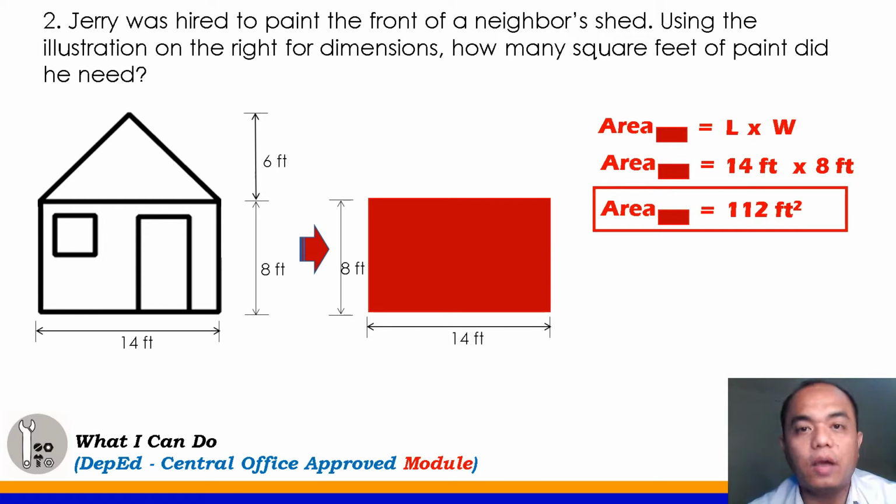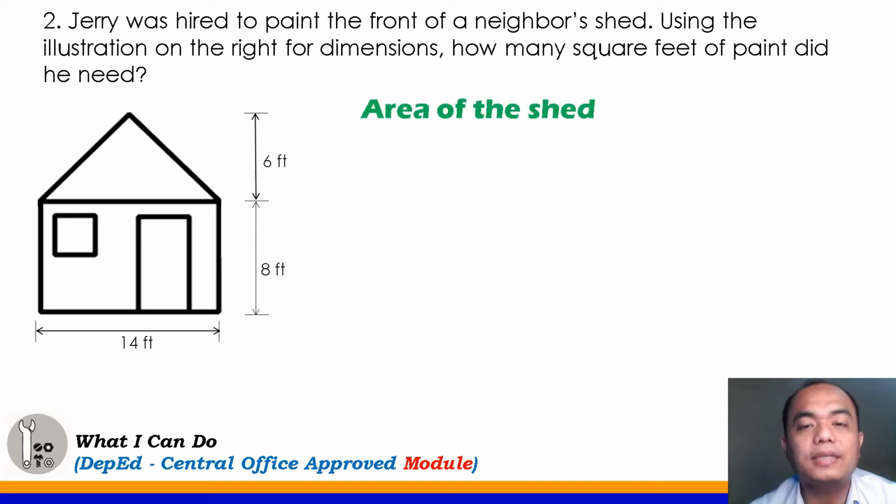So, since our figure here is not overlapping, it is connected only to one another, then we will get the final answer by adding the areas we solved earlier. So, magpa-plus na tayo dito. I-add na natin sila. So, area of the shed or the house, the front part only, would be area of the triangle plus area of the rectangle.